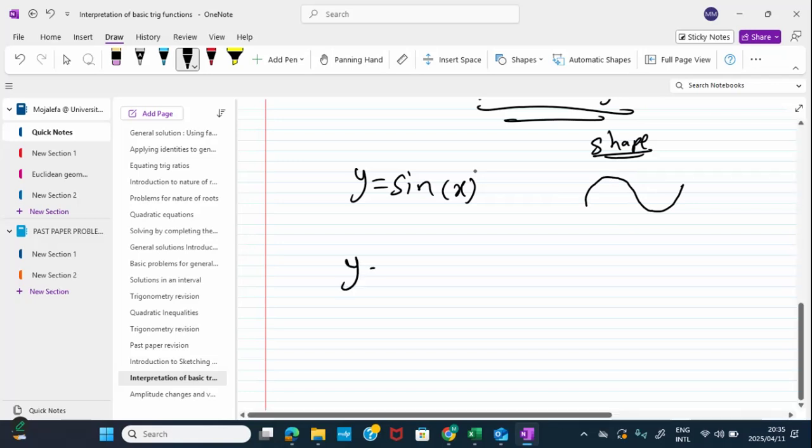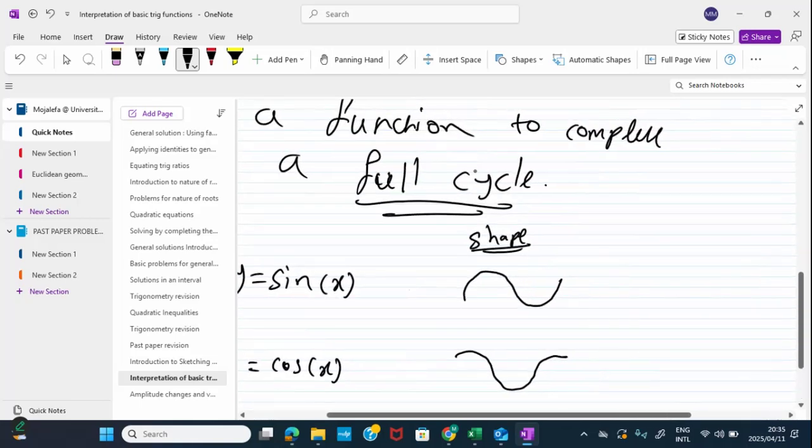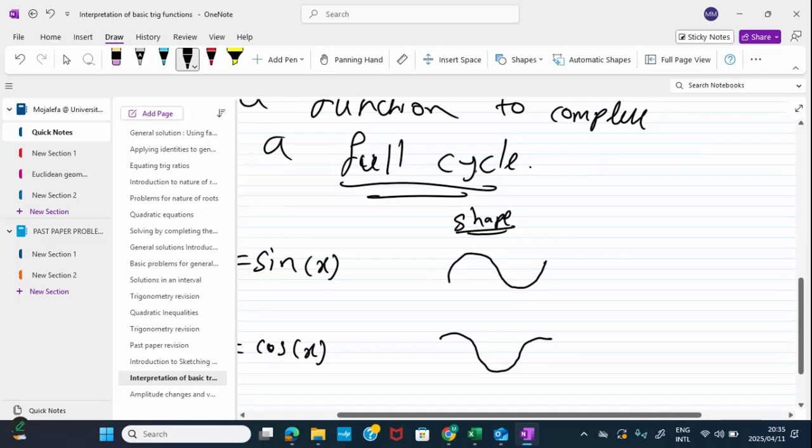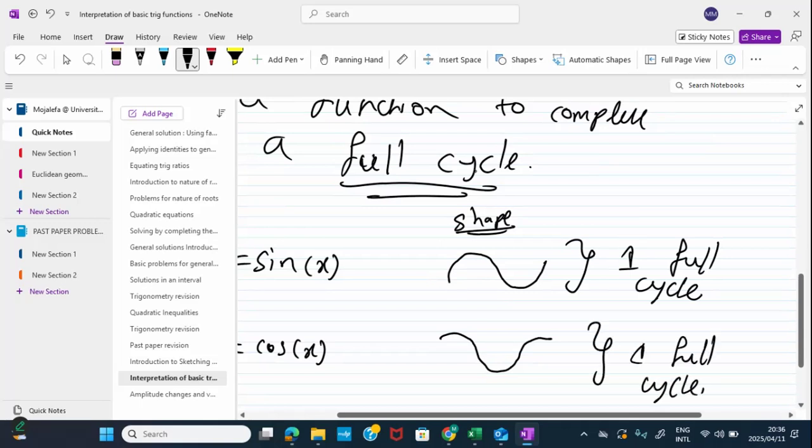And then I give you another function, y is equal to cos x. This is normally the shape of it, something like this. So now, guys, you see this shape? This is actually one full cycle. Again for cosine, this is one full cycle.